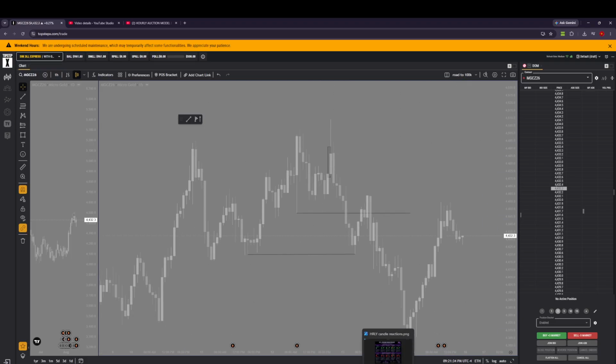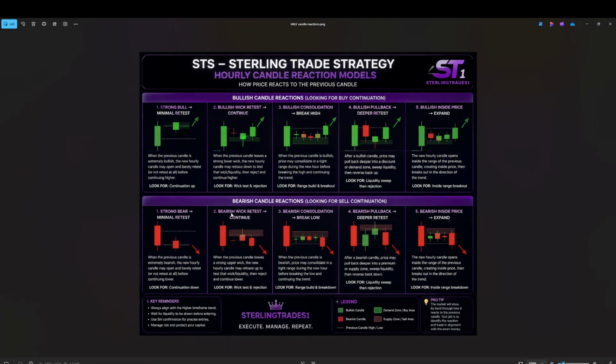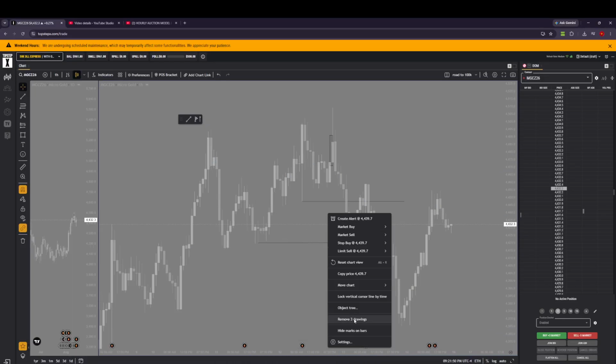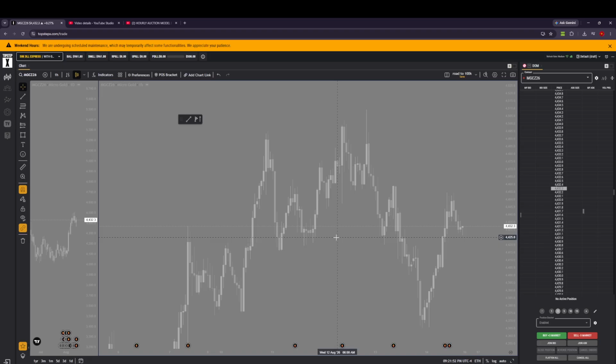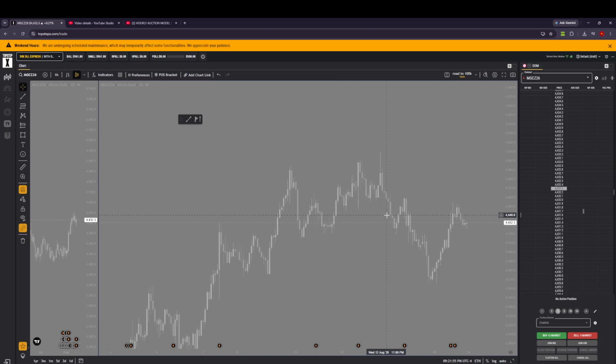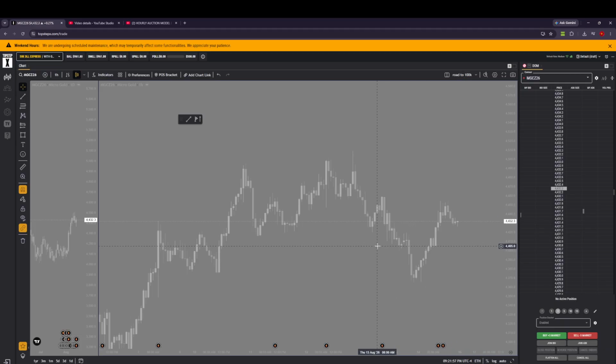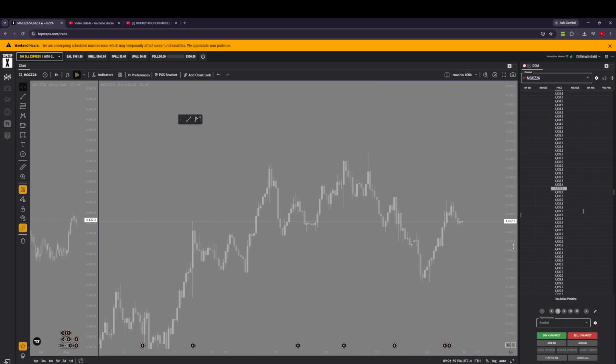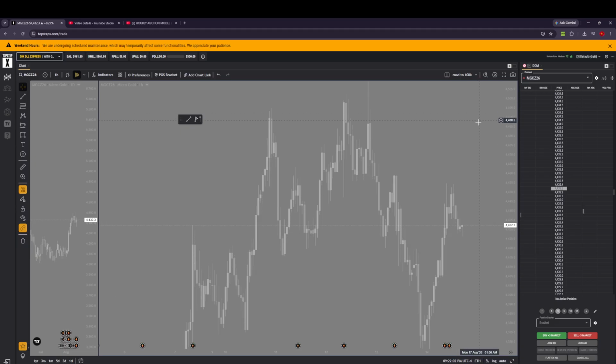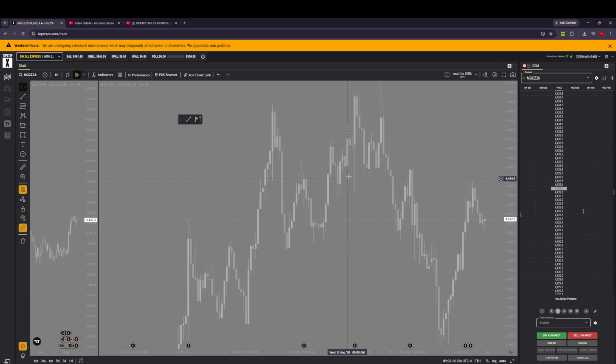So what is the next counter reaction? Bearish wick retest and then continuation. When the previous candle leaves a strong upper wick, the new hourly candle may retrace up to that wick and then reject lower. So we're going to identify that in the market. Let's erase everything. On the hourly time frame, let me go ahead and look for that.